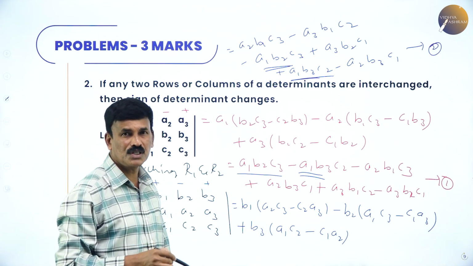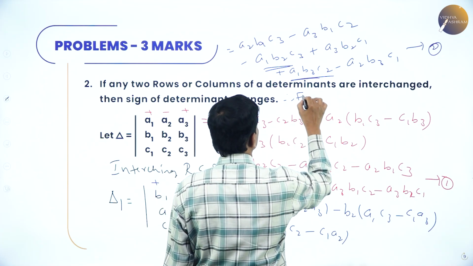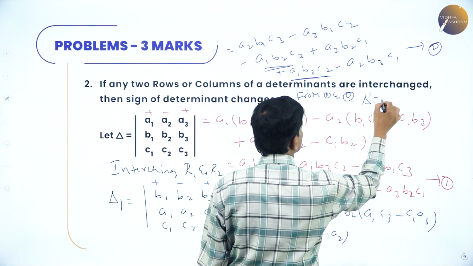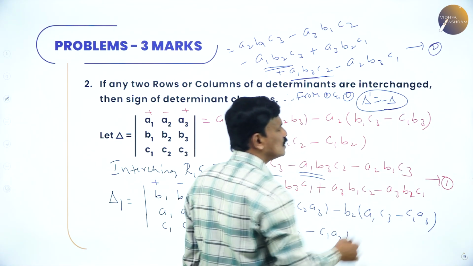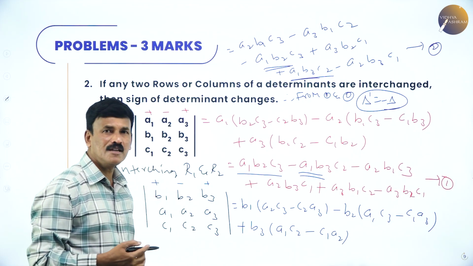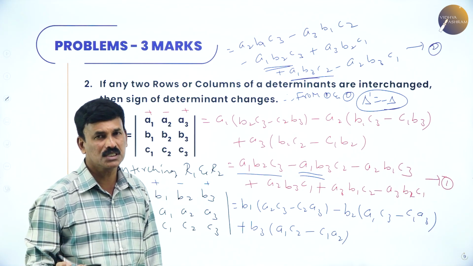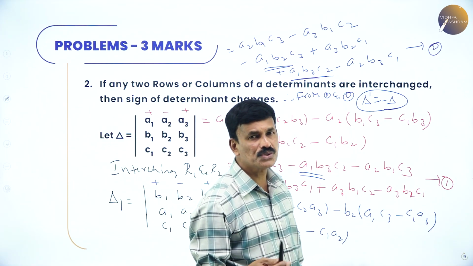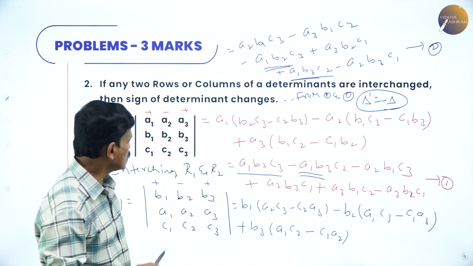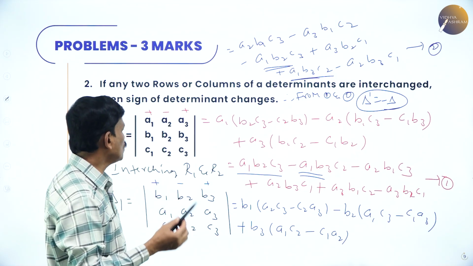So that means from 1 and 2 we can say that delta dash is equal to minus delta, or delta is equal to minus delta dash. So that means the value of a determinant changes in its sign whenever its two rows or two columns are interchanged. This is how we are going to verify. Very important property for 3 marks. Now move on to the next problem.